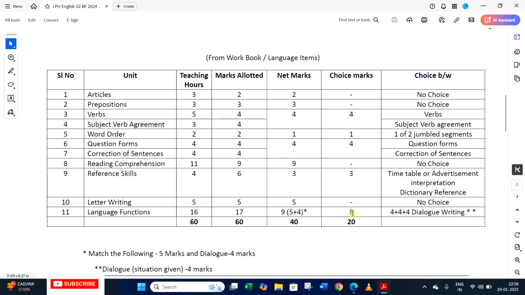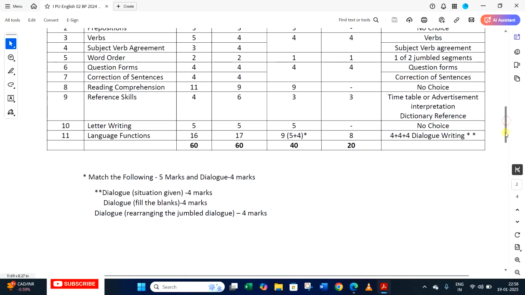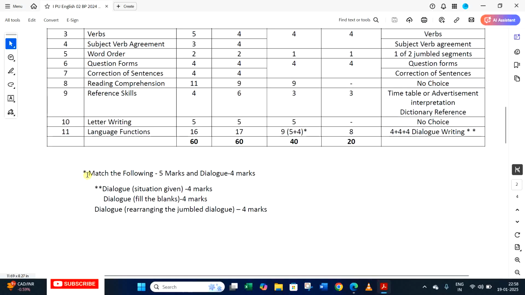And the choices are given over here. We can see here dialogue writing 4 plus 4 plus 4, right? So how 4 plus 4 plus 4, let's see. You can find over here, my dear students, how 4 4 4 you can find here. Match the following 5 marks and dialogue 4 marks. That's what I have seen. I have given over here 9 marks.